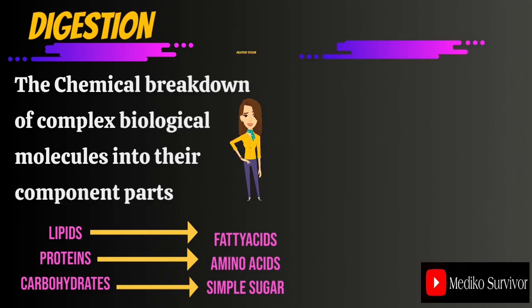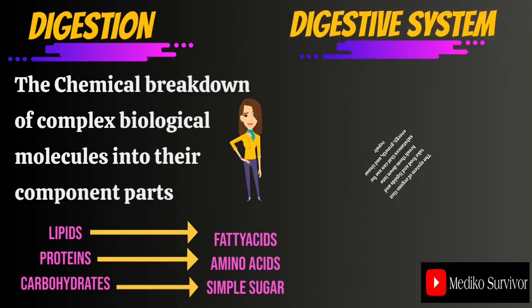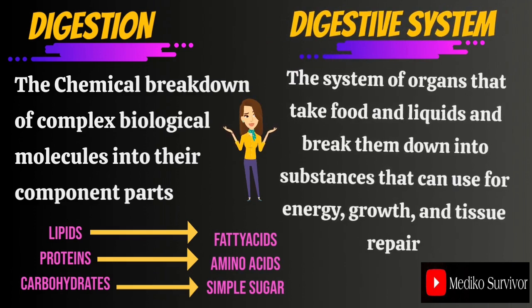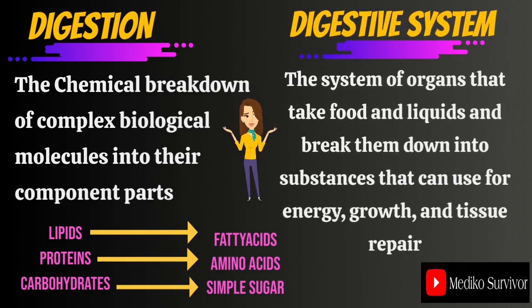And what is digestive system? The system of organs that take food and liquids and break them down into substances that can use for energy, growth, and tissue repair.